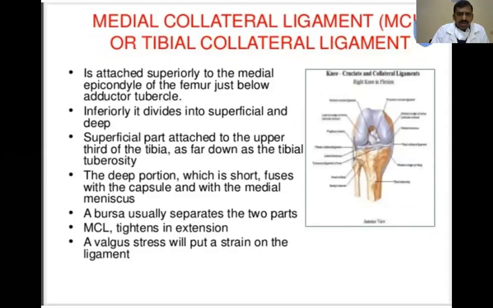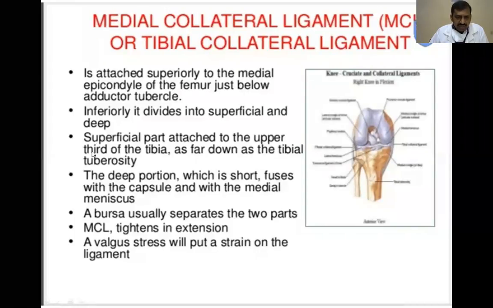And next is the medial collateral ligament, also called the tibial collateral ligament. It is attached superiorly to the medial epicondyle of the femur, just below the adductor tubercle, and inferiorly divides into superficial and deep bands. The superficial part is attached to the upper third of the tibia as far down as the tibial tuberosity. It attaches up to this area, the superficial band.